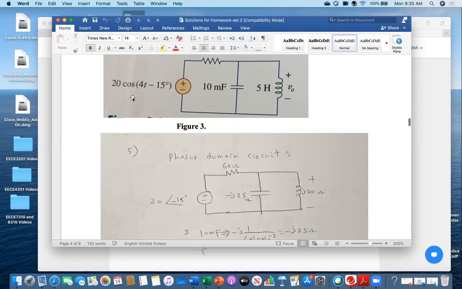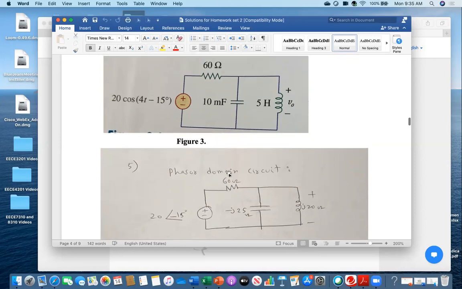So how to do that? This is 20 cosine of this, so 20 angle minus 15 degree. And then resistance is fine, this is 60 ohm. But you have to convert these two, I mean inductance and capacitance, into the phasor domain.